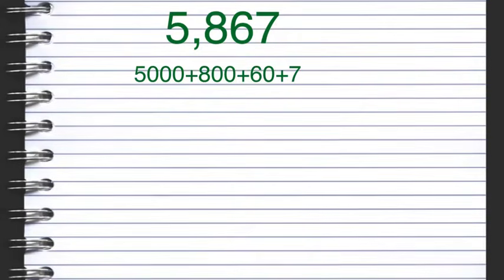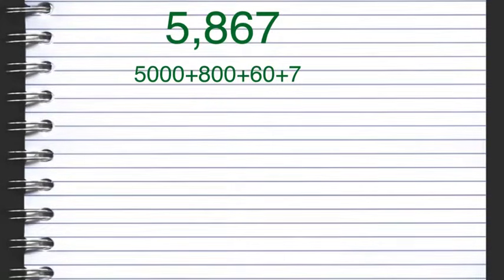Take the number 5,867, for example. If I want to move it out of standard form into expanded form, I'm saying that that 5 is in my thousands place, so it's really worth 5,000. The 8 is in my hundreds, so it's worth 800. The 6 is really a 60, and the 7 is a 7. There's other ways I can show this.